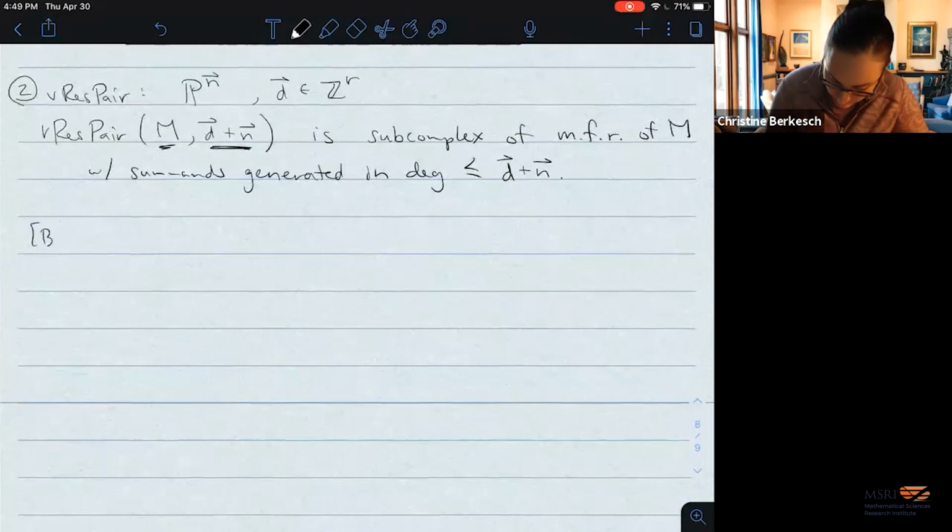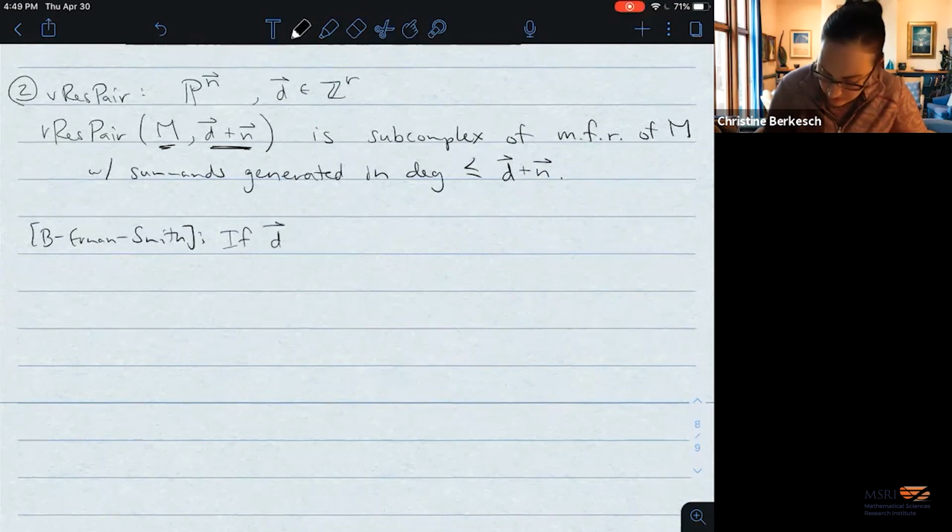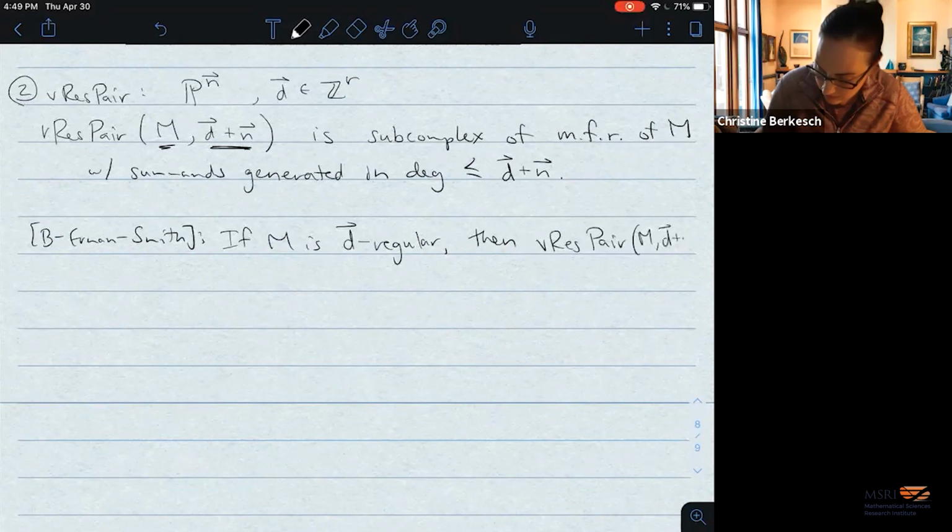So what we found here is that if M is D-regular, then VRes pair is a virtual resolution of M.